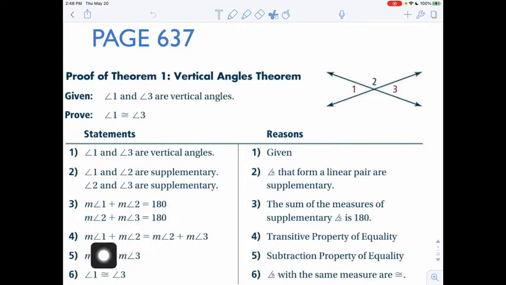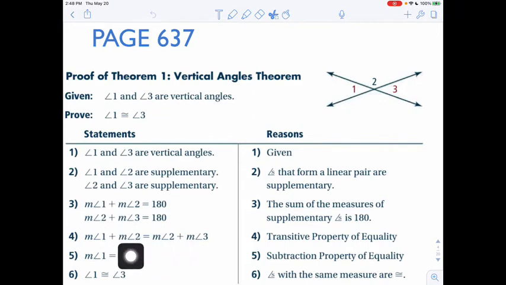Therefore, we can say the measure of angle 1 plus the measure of angle 2 equals the measure of angle 2 plus the measure of angle 3. We are setting these two pieces equal by the transitive property of equality. Measure of angle 1 plus measure of angle 2 was 180, but 180 also equals measure of angle 2 plus the measure of angle 3, so we can set the two left sides equal.